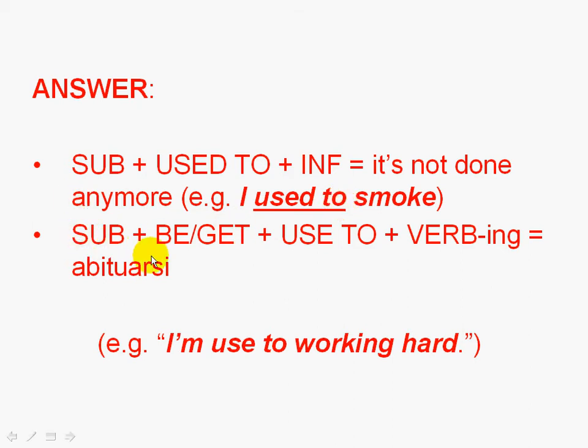But if you put the subject with the verb to be and get and used to, plus the verb with ing, let's have a look at that again. The subject, the verb to be and get, used to, and the verb ing, it means abituarsi. For example, I'm used to working hard. Mi sono abituato a lavorare duro. It looks difficult, but it's not. You have to just keep practicing this. I'm used to working hard. Another example, I'm used to catching the bus in the morning. Mi sono abituato a prendere il bus alla mattina, l'autobus.